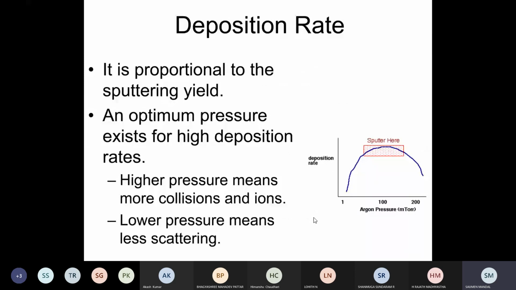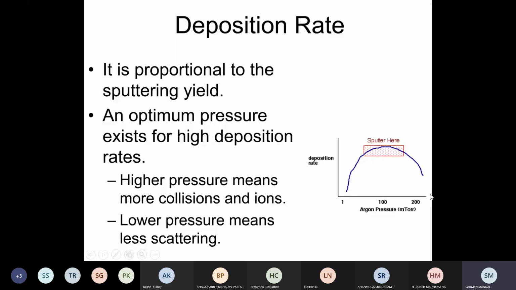Now the deposition rate is proportional to the sputtering yield. So if the sputtering yield is high, deposition will be high. An optimum pressure exists for a high deposition rate, and we can see the deposition rate here. Higher pressure means more collision of atoms and ions, so if we maintain very high pressure, there is more collision, and low pressure means less scattering. You can see the deposition rate has an optimum pressure. This is low pressure, this is high pressure, and this pattern is happening in this region.